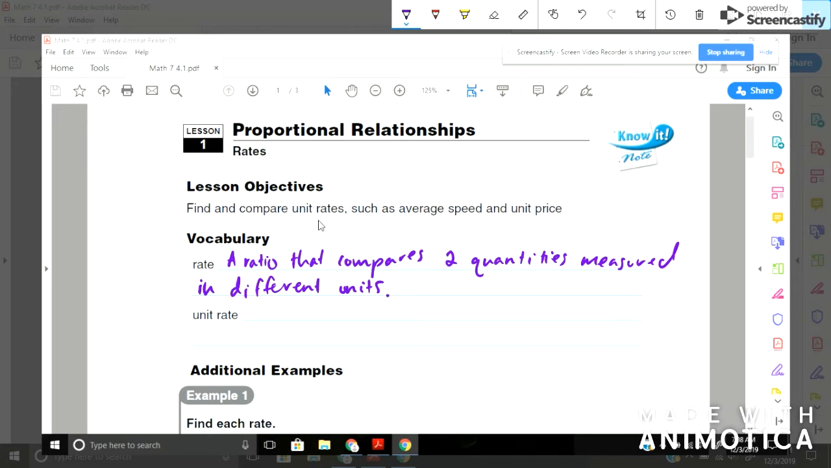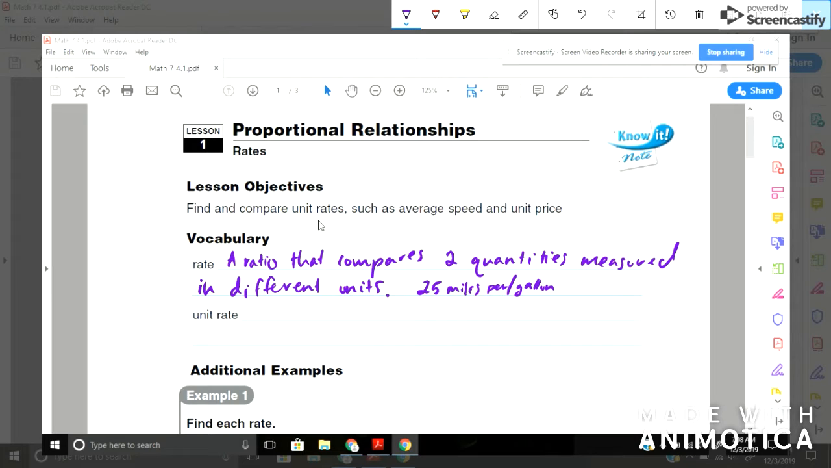Okay. The example that I just gave, maybe something like 25 miles per gallon. So we're talking about the two quantities would be 25 and per 1 gallon, and the two different units would be miles and gallons.